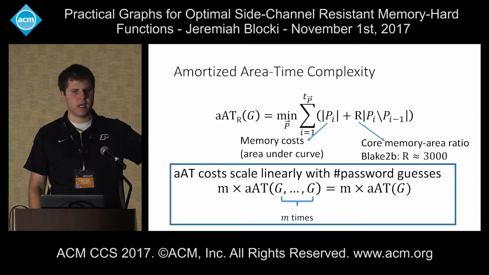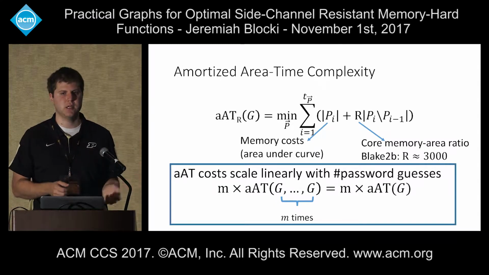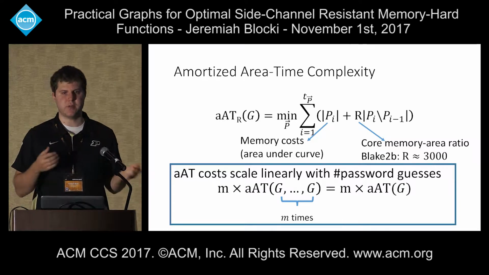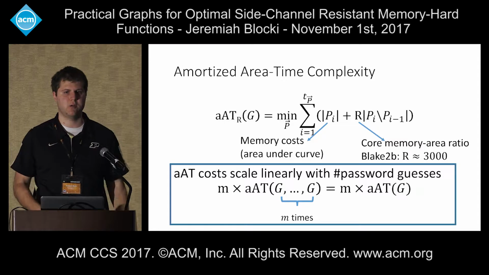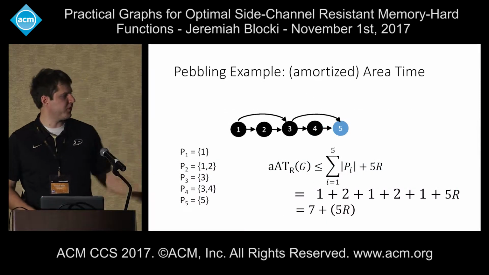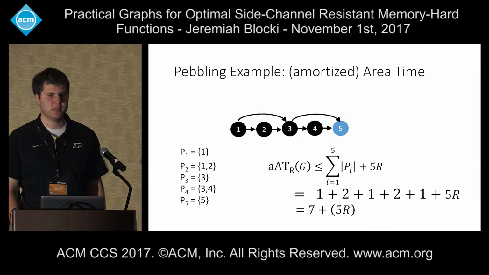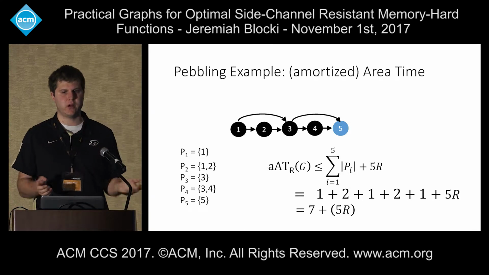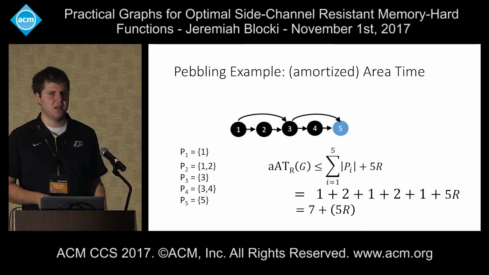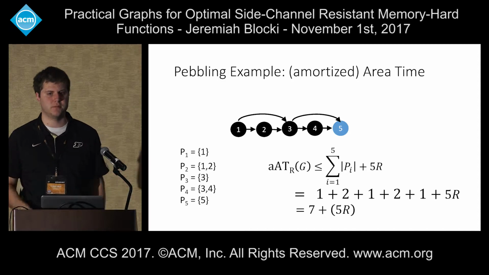The nice thing about amortized area-time complexity is that it actually does scale linearly with the number of password guesses. So if you want to check m guesses, the cost is m times the cost of checking 1 guess, which is what we would like. So in our previous pebbling, here's an example of amortized area-time complexity. So if we just sum the number of pebbles on the graph at each step, trust me here, the total is 7. Plus we have to place a pebble on each node, so that's cost 5 times r.